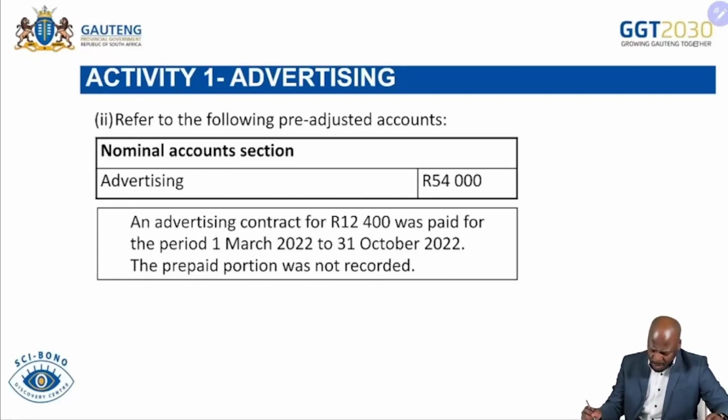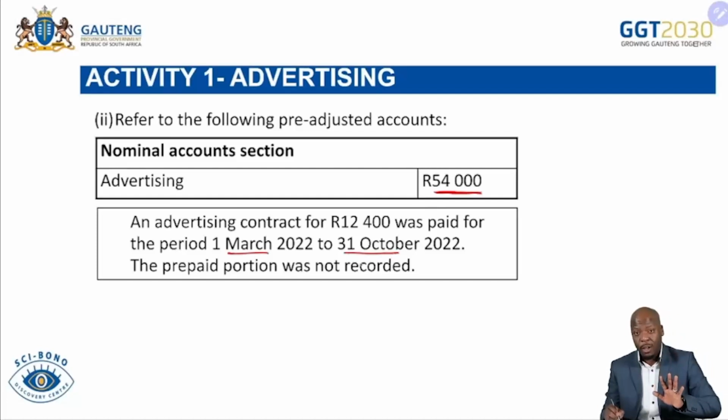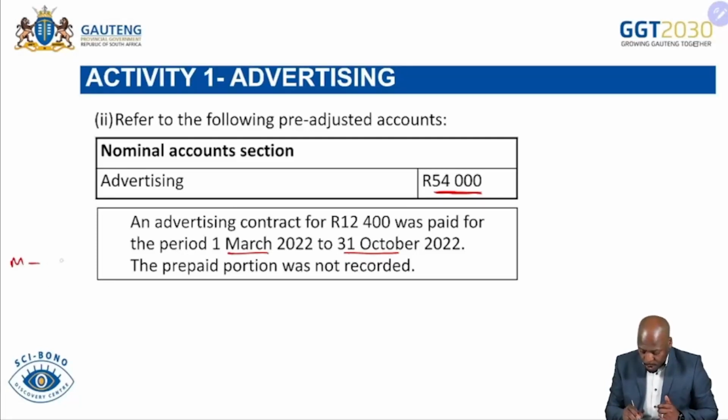Let me go on to the next aspect. It says, refer to the following pre-adjusted accounts. Then we have advertising, which is 54,000. And then it says, advertising contract of 12,400 was paid for the period 1 March 2022 to 31 October 2022. The prepaid portion was not recorded. Okay, so we are given the period 1 March to 31 October. You must use your fingers in this particular case, okay? Or you can write the timeline. You're starting from March and then you're going to 31 October.